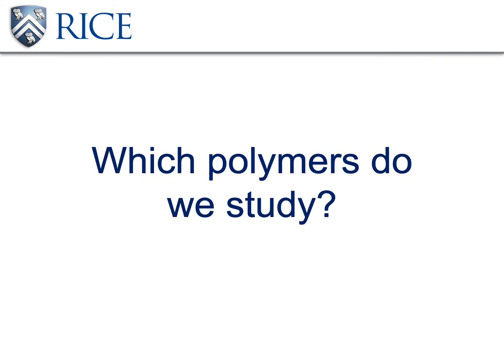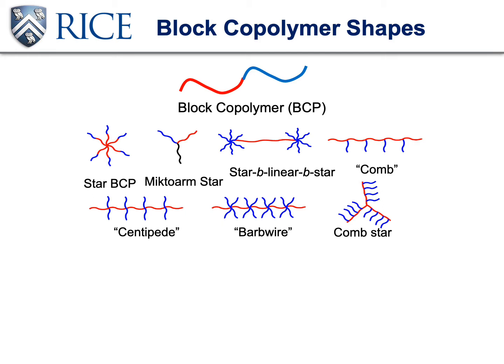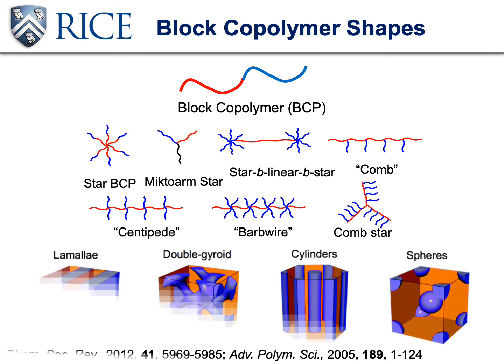So which polymers do we study? Our research mainly revolves around block copolymers. These are polymers comprised of two or more homopolymer blocks bonded together to form one larger polymer. By tuning the composition and architecture of these polymers, a variety of molecular structures can be achieved, as shown here. And these various types of polymers can further assemble into larger supramolecular nanostructures.